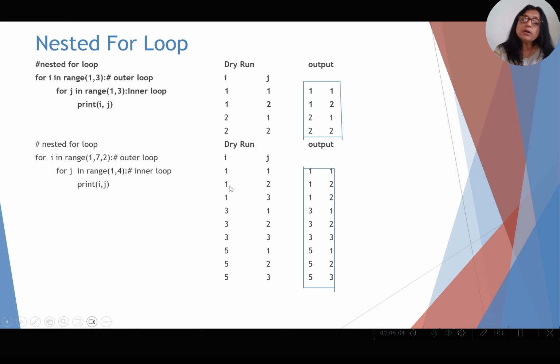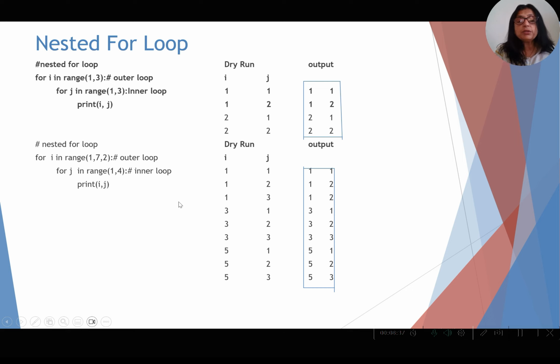Then again it is also 1, then the third time also 1. So output will be 1, 1, 1 and 1, 2, 3. Okay, now after completing the first iteration of the outer loop, the inner loop completed 3 iterations. So after completing 3 iterations of the inner loop, it will move to the second iteration, the second pass of the outer loop.